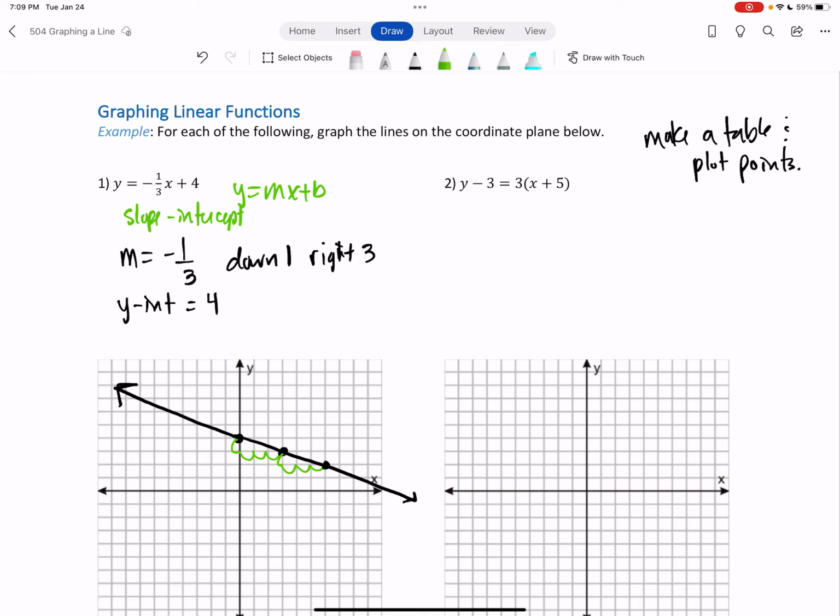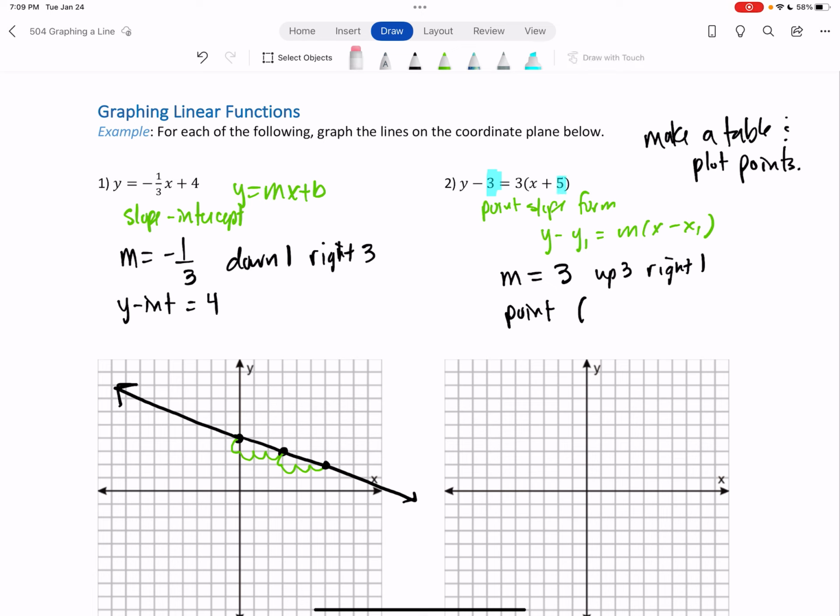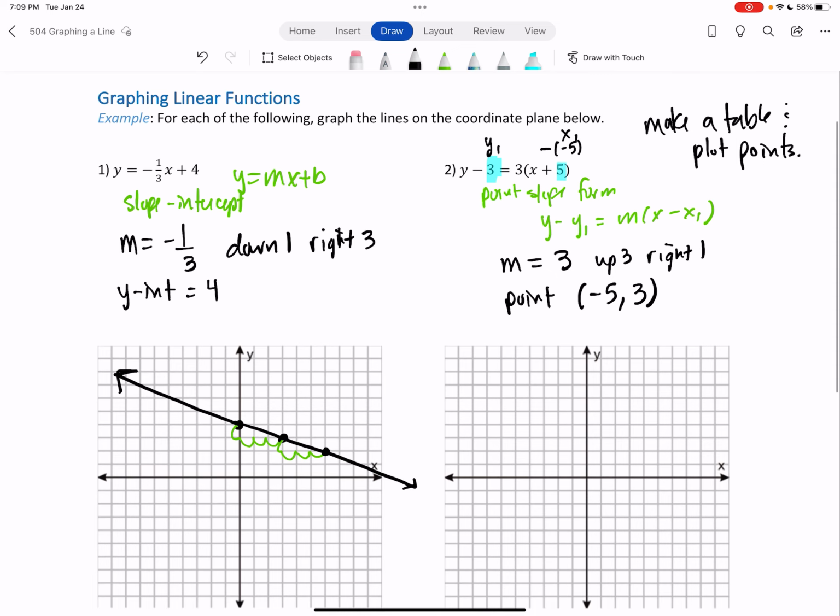If you look at this second equation, this is in point-slope form. y minus y1 is m times x minus x1. So what this tells us is the slope is 3. That says up 3 and right 1, because 3 is 3 divided by 1. And a point, that y1, x1, is here: negative 5 for the x, and 3 for the y, because this is y1, and then minus negative 5 is x1. So I can use a similar technique.